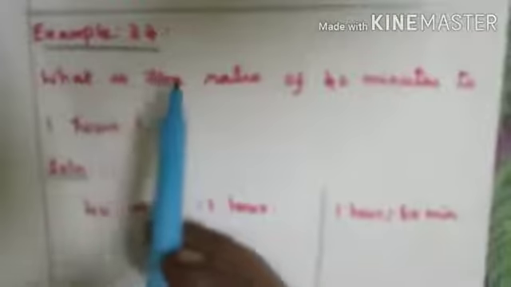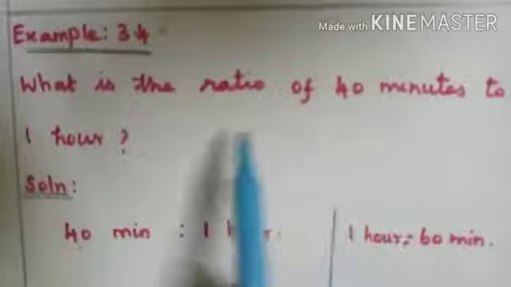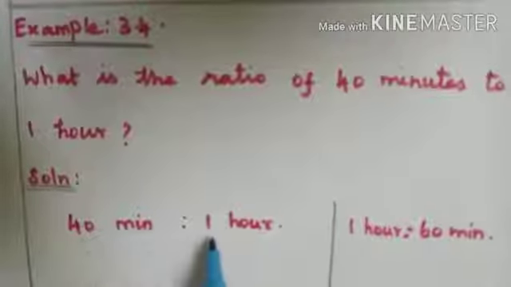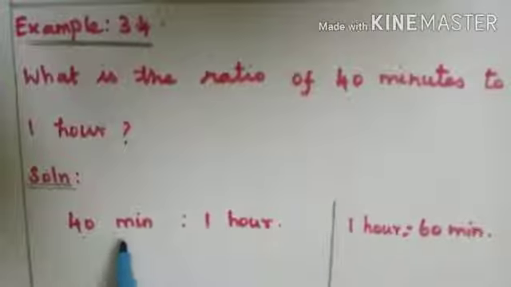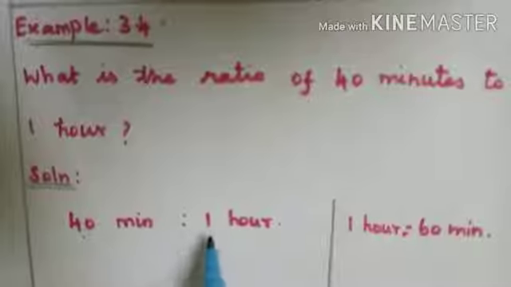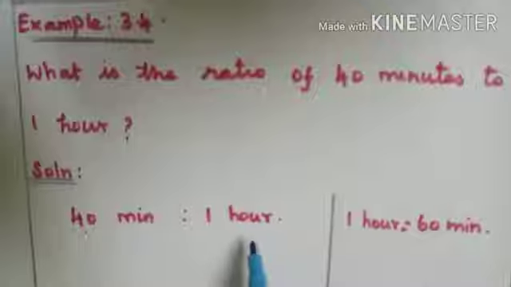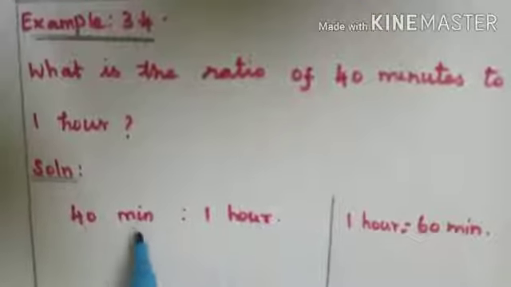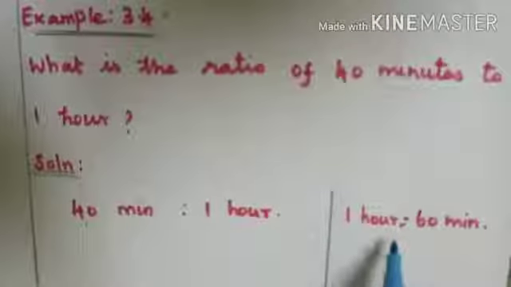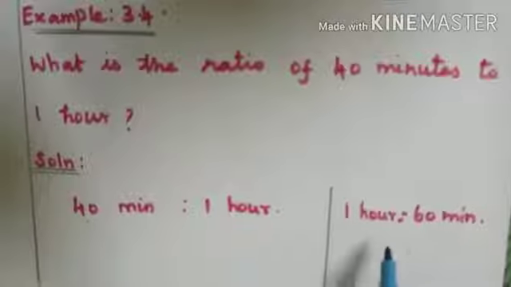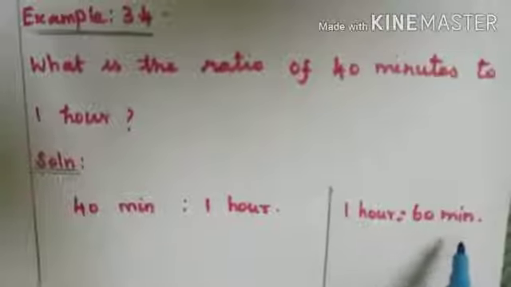Example 3.4. What is the ratio of 40 minutes to 1 hour? See solution, 40 minutes to 1 hour. These two things are in different quantities. Here minutes and here hour. So we have to convert the hour to minutes. 1 hour equal to dash minutes. 60 minutes, isn't it? 1 hour equal to 60 minutes.